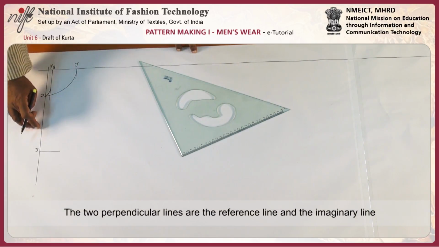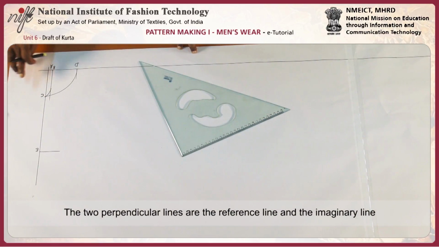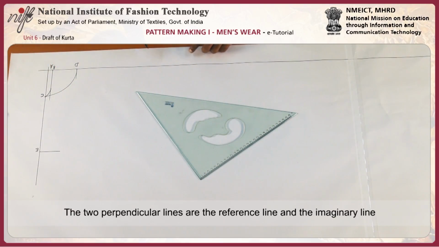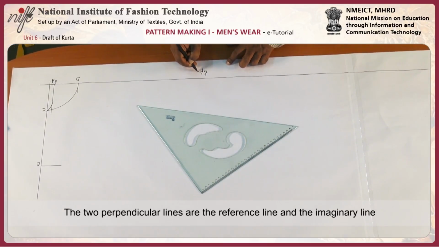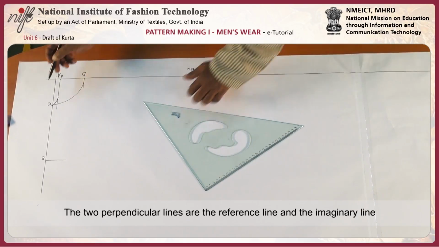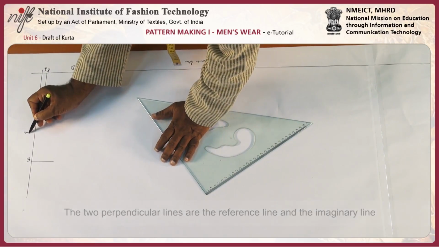These two perpendicular lines, as I mentioned in my shirt draft, are a reference line. Later I am converting this into the center front and center back line when I trace and separate the pattern for front and back. It's a reference line, and this will be an imaginary line.